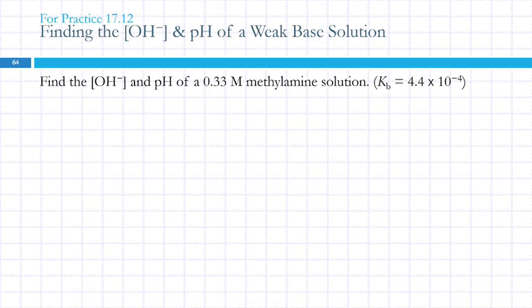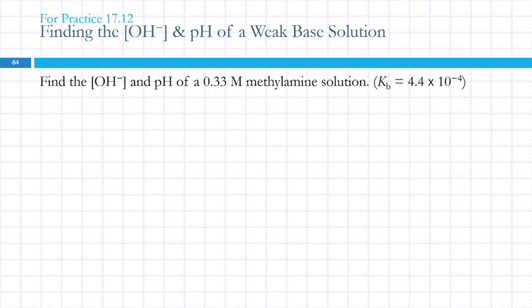Let's do this weak base solution. So here they're saying hydroxide ion concentration and pH of 0.33 molar methylamine solution, Kb equals this. And we might think, methylamine, I don't know what that is. Well, amine is like ammonia. This is a weak base. The biggest clue, though, other than the title, which you don't always have, is they give you a Kb. If they're giving you a Kb, this is a weak base. Do we need to know its formula? No, we don't. We can call it B, base.